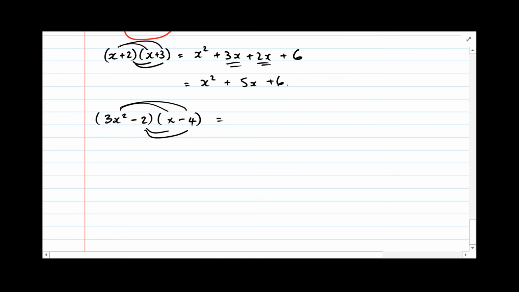3x squared times, let me write this out just to make sure that you see what's happening. That's the product of the first terms. Remember, watch your signs. So the outer is really 3x squared times negative 4. Next one was minus 2 times x. And the last term was really negative 2 times negative 4.